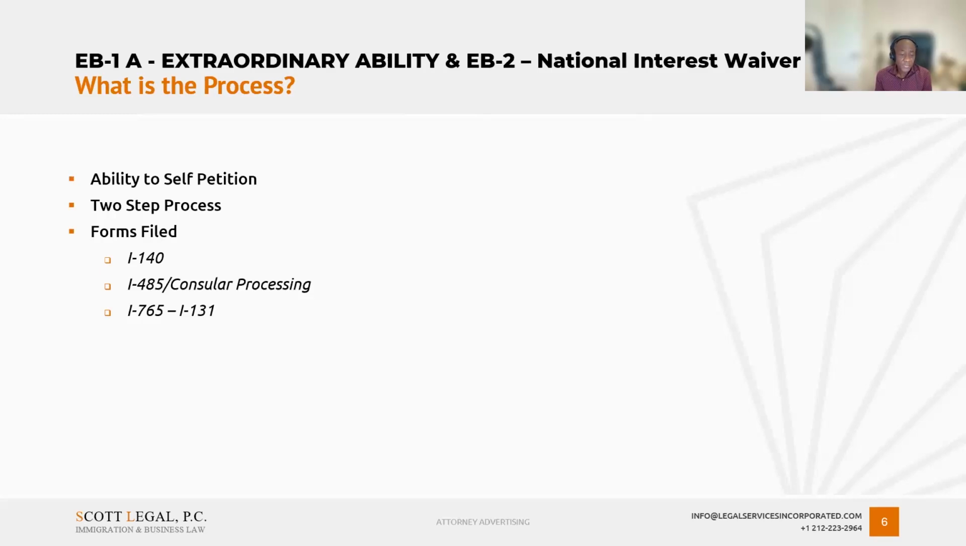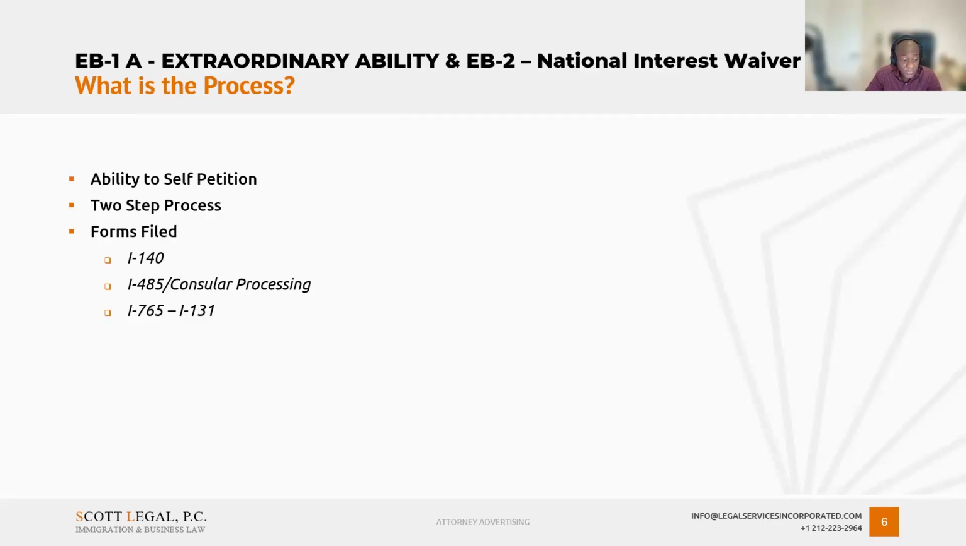So you can self-petition. It is a two-step process where you file an I-140, and the I-140 is showing the hard part. Under NIW, it's showing that you've met the three prongs that I just talked about. And if you're looking at EB1A, it would be showing that you've met at least three of the eight criteria that are listed there. So that's the first part.